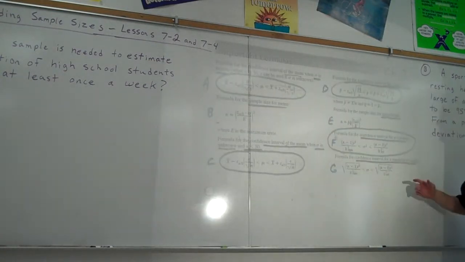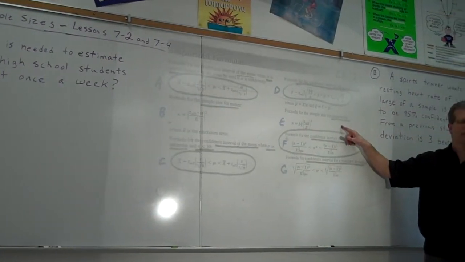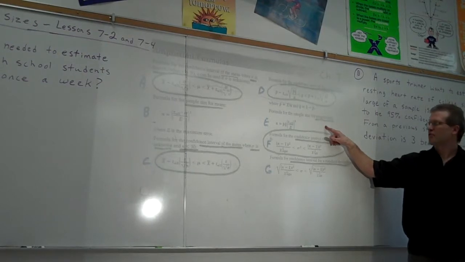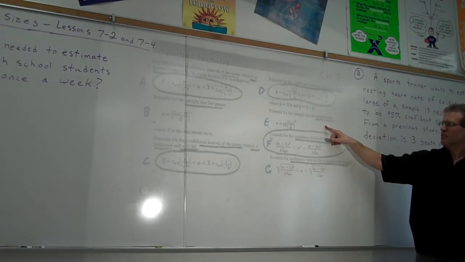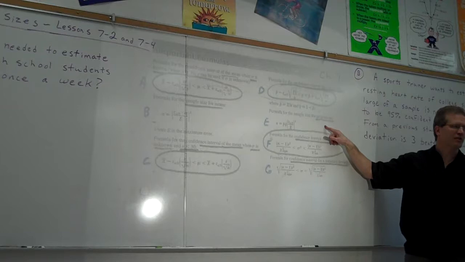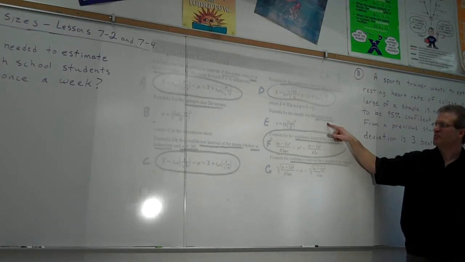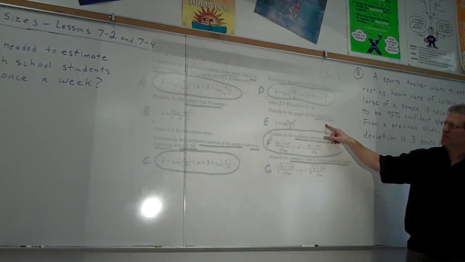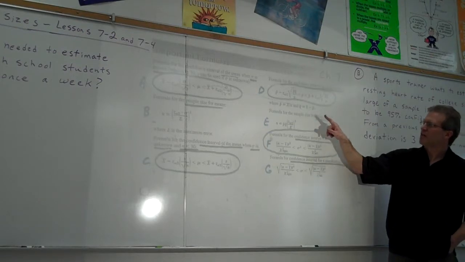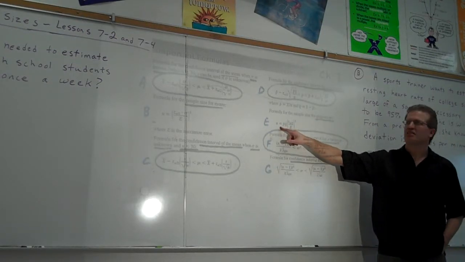If you're trying to find a proportion, maybe you want to know the percent of teenagers that smoke, or the percent of West Delaware students that are going to go to the University of Iowa, that type of thing. If you're trying to estimate some type of proportion, and you want to know how big a sample size you need, you would use formula E.